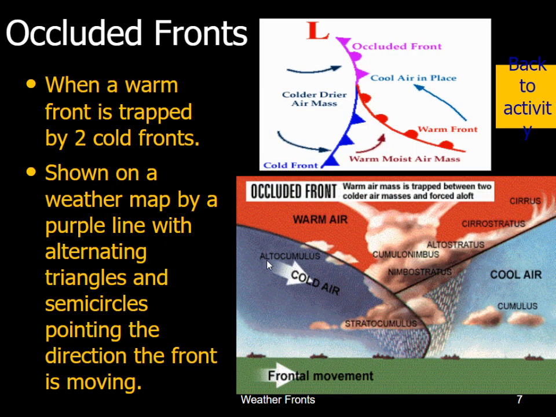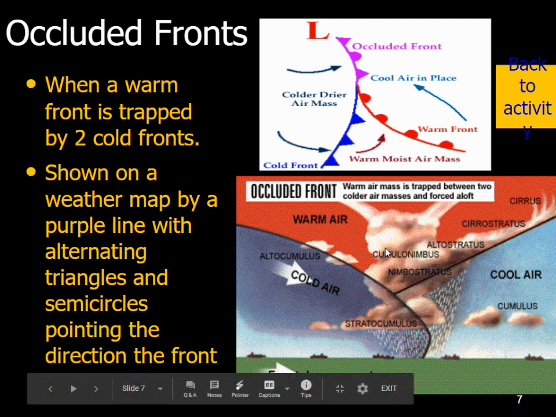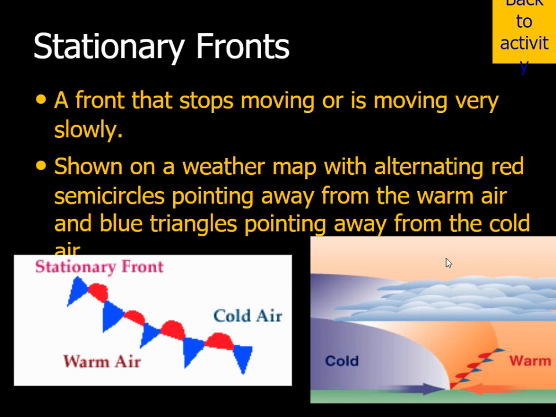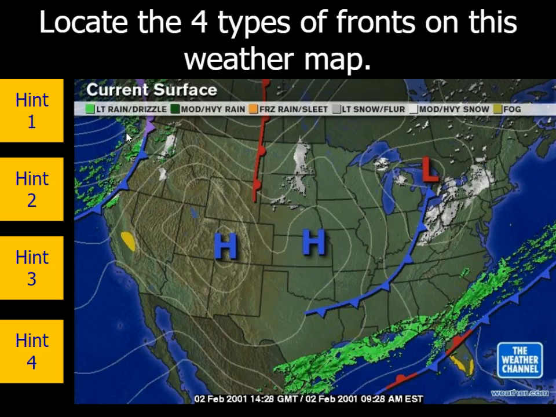Occluded front. We talked about how a cold front overtakes a warm front so fast that it creates an occluded front. Basically, they are coming together so fast that it creates a strong weather system. So this is where you'll see a lot stronger storms. And a stationary front is, of course, where the two meet and it slows down to almost a stop. This is more in your warmer areas.